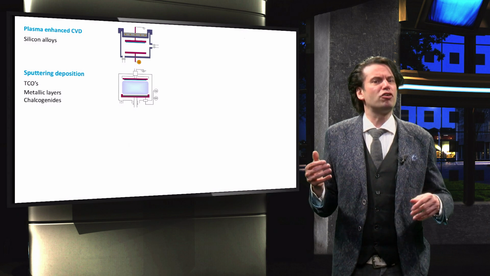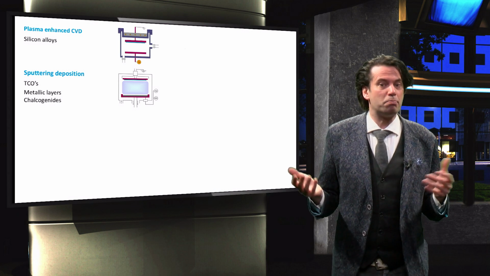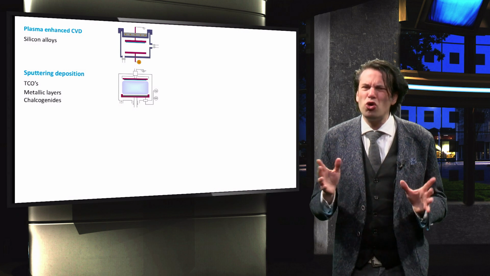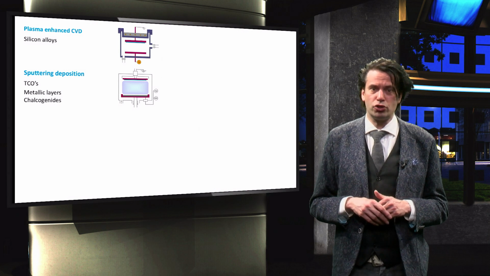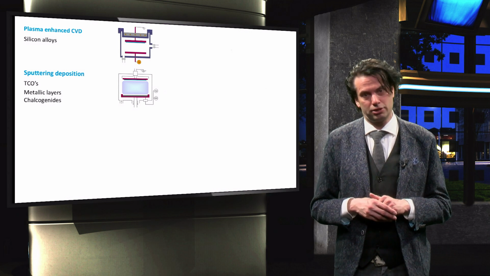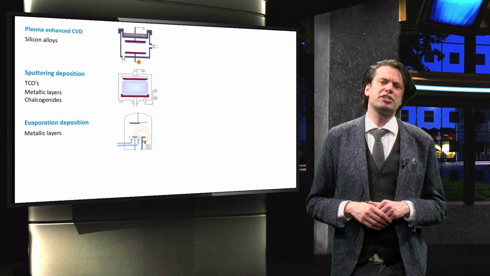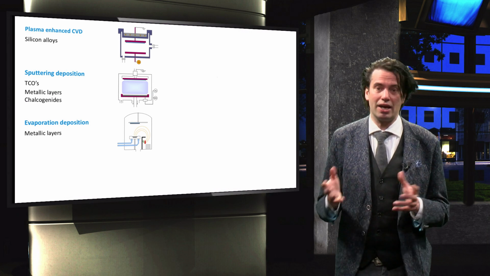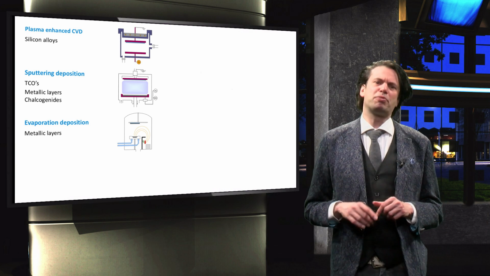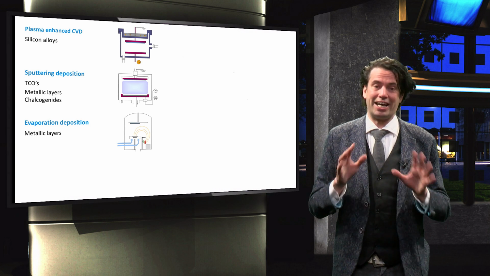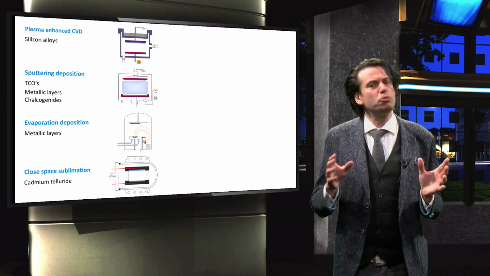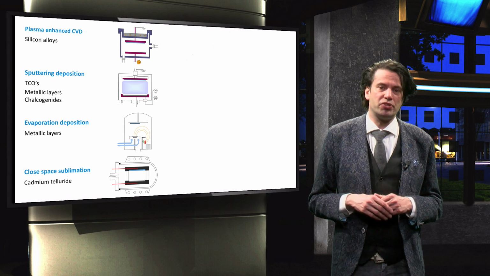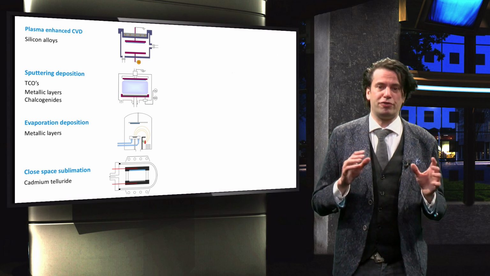Sputtering involves the evaporation of a target material through bombardment by heavy ions. Sputtering is primarily used for the deposition of TCOs, but can also be used for metallic layers and chalcogenides like the CIGS and CZTS. During an evaporation deposition, the target material is evaporated through resistive heating or by electron beam evaporation. This type of deposition is used for the fabrication of metallic layers. Closed space sublimation involves thermal evaporation of a target material and a small temperature gradient between the target and the substrate to achieve film deposition.